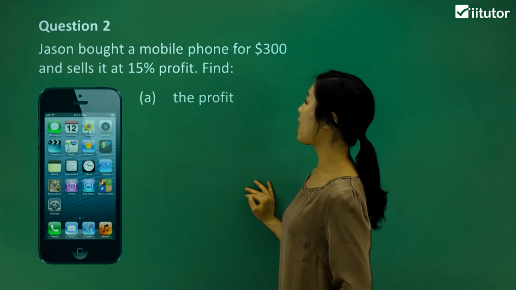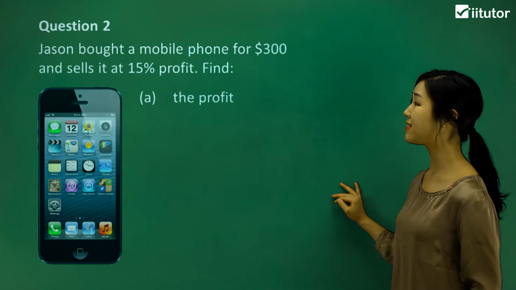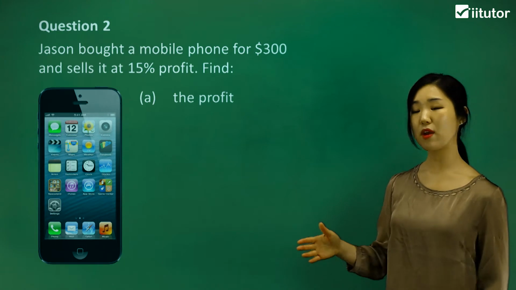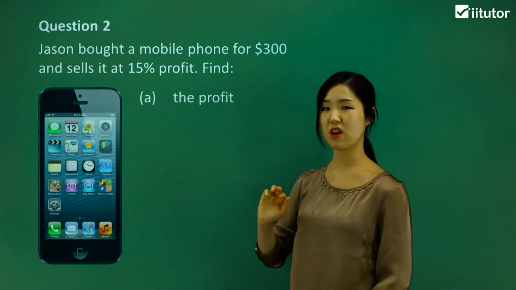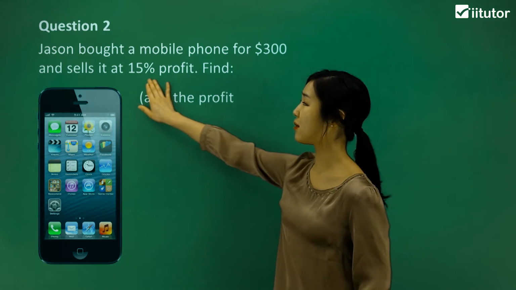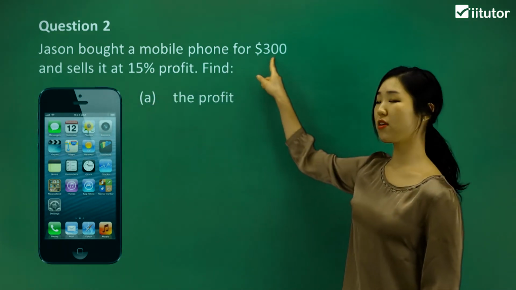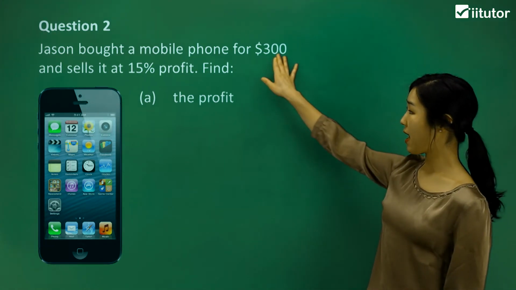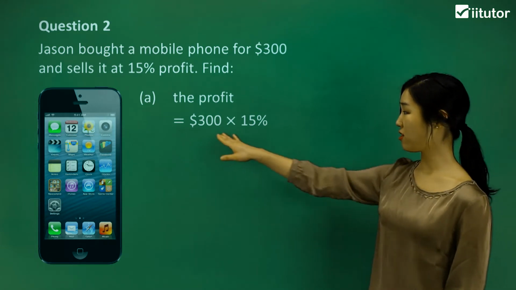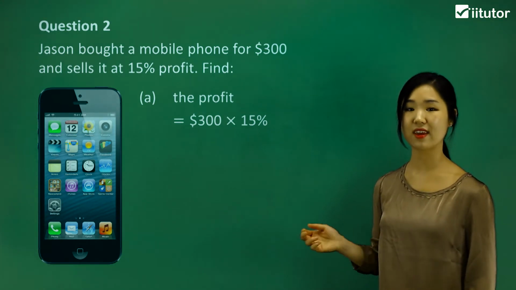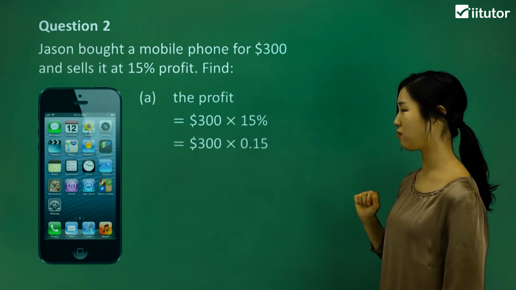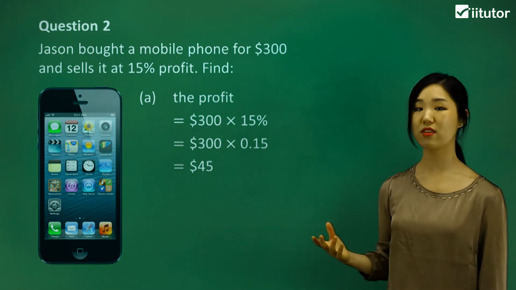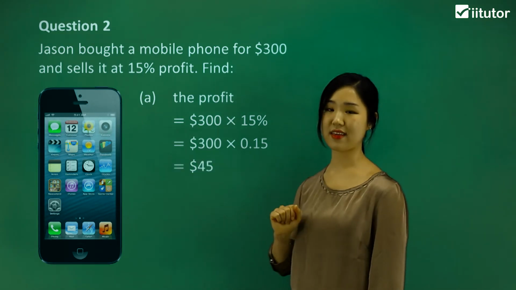It says, Jason bought a mobile phone for $300 and sells it at a 15% profit. Find, first of all, the profit. This time they already give you the percentage profit, don't they? So we don't have to look for the percentage profit. They already give it to us. Now 15% of the cost price is going to be the profit. So that times that is what we're going to be doing. So 300 times the 15%. You can just put it exactly as it is and calculate it. And I'll just convert it into a decimal for you. And you can just multiply it and get $45. So $45 is the profit that's made by selling that phone.